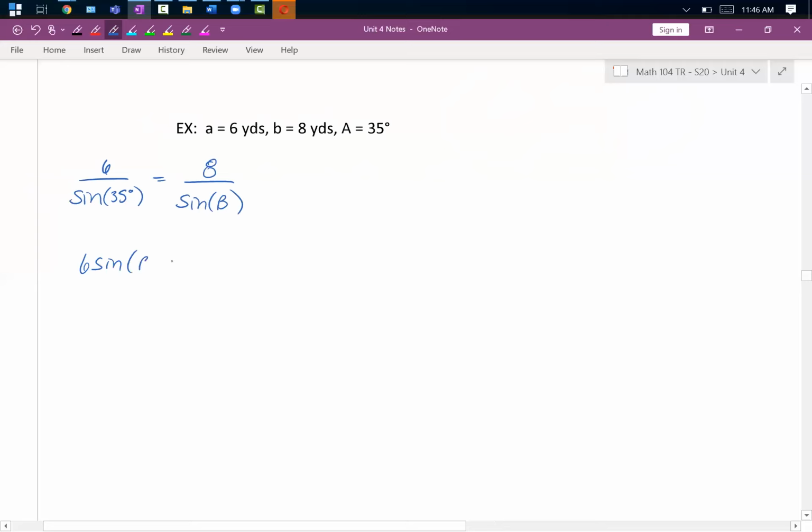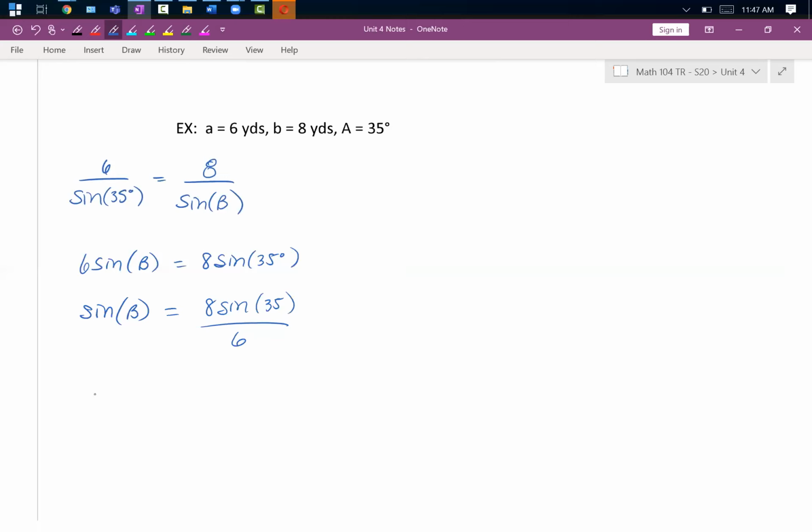Cross multiply. Divide by 6. You could simplify that 8/6 if you wanted to. I probably wouldn't, just because I know I'm going to plug it in my calculator anyways. And then we'll use our inverse sine to find angle B. Do we get an error this time?